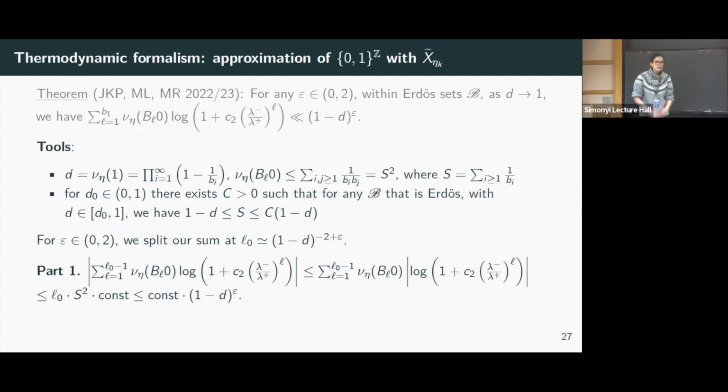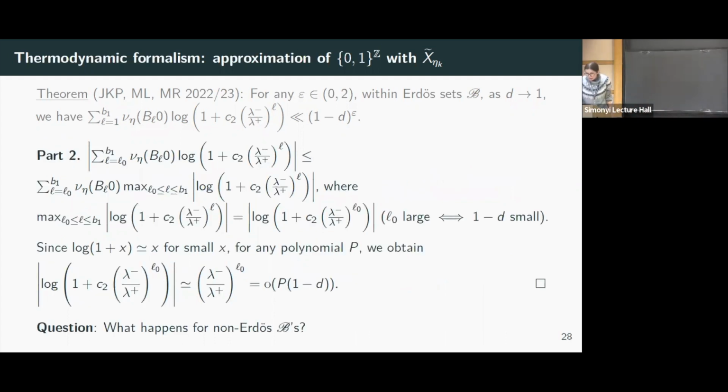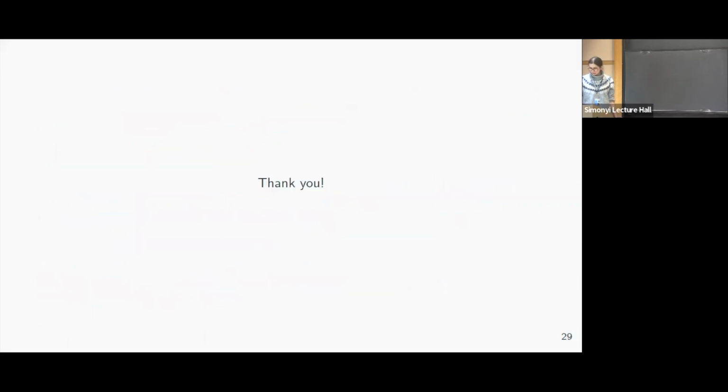And then we estimate each part separately. The first part gets a constant times (1 minus D) to the epsilon as the upper bound. And the second part goes to 0 with polynomial speed, for any polynomial. So this is more or less how it works. And then the question: what happens for general B's? I don't know. Okay, so thank you for listening.